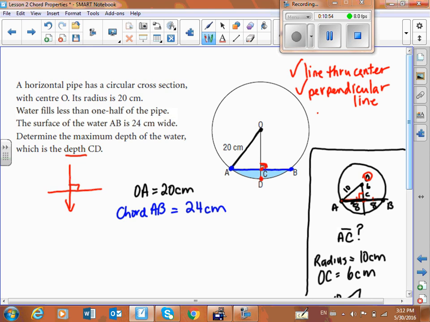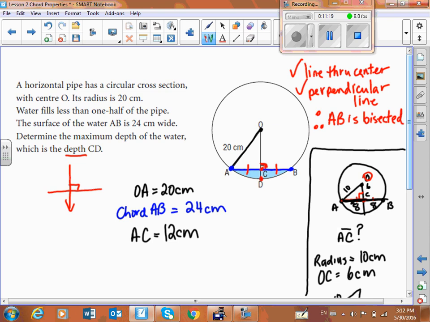Check, which means that AB is bisected. Okay, that means that AB is bisected, it is cut in half. So if AB is bisected, I then know that the measure of AC is going to be half of 24 centimeters, which would be 12 centimeters.